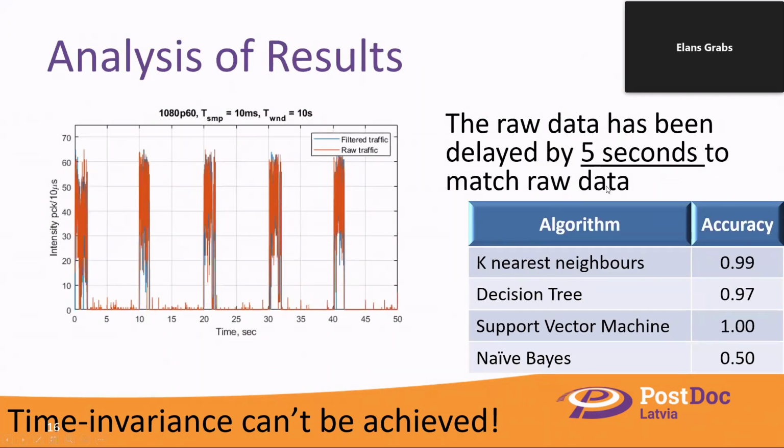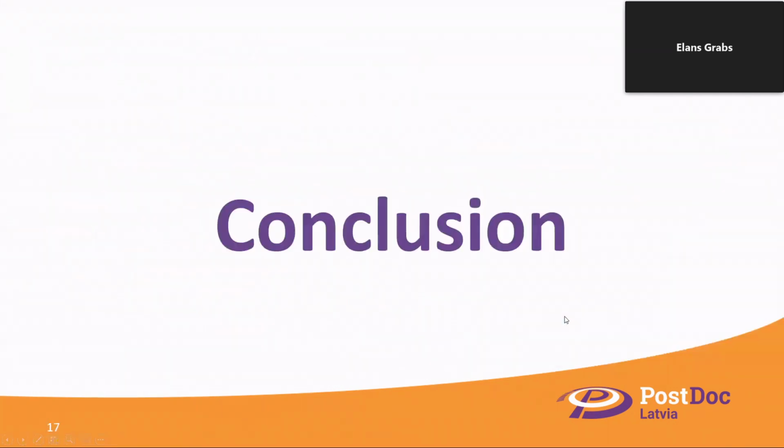If we introduce a 5-second delay for the real raw traffic, the red traffic, so we shift it by 5 seconds to the beginning, the accuracy is once again improved, except for the naive Bayes model, which, as has been shown, deals poorly with noisy data.